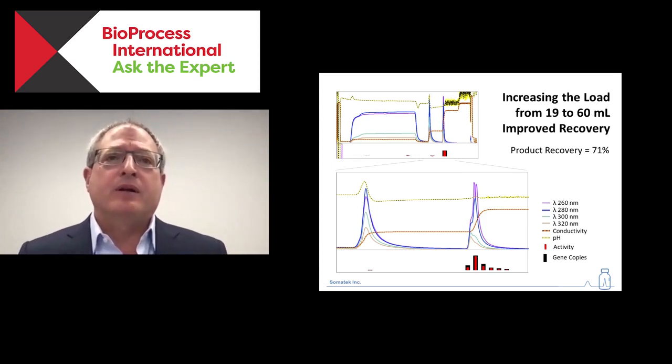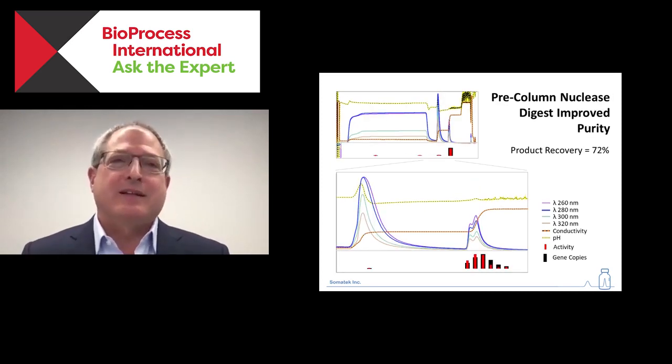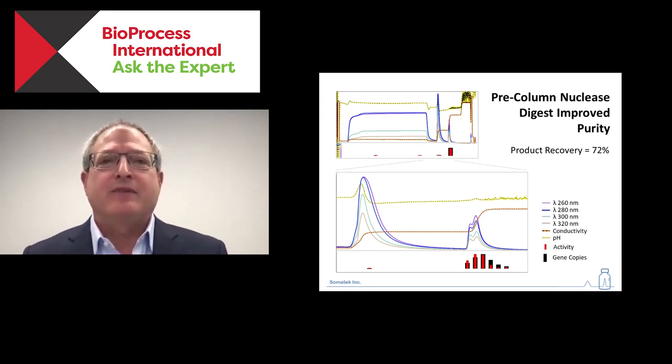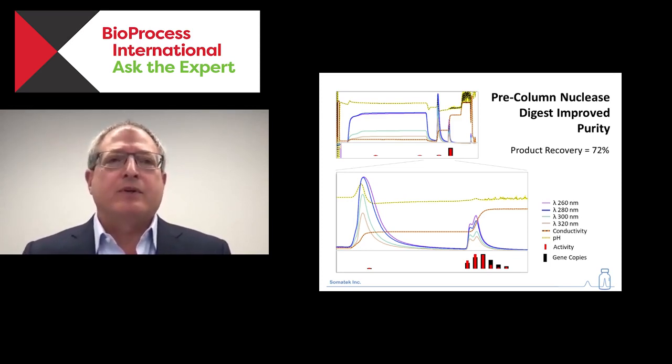Anyhow, the point here is we've moved a lot of the UV absorbing species to the left on the chromatogram. And this is what we want to do. Our product is still there, and there's less contaminants present. This is the slide that shows our product is present, and the contaminants have moved over to the left. And this is what we wanted to accomplish.